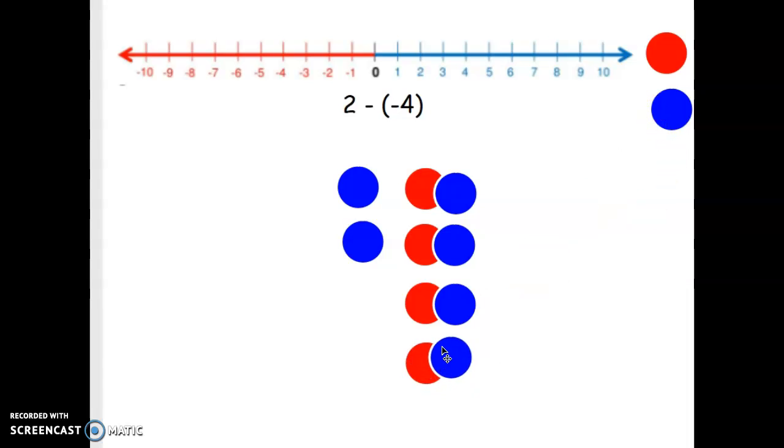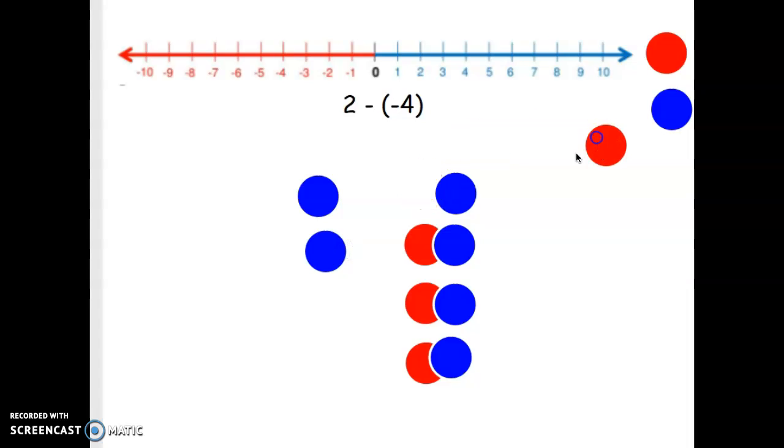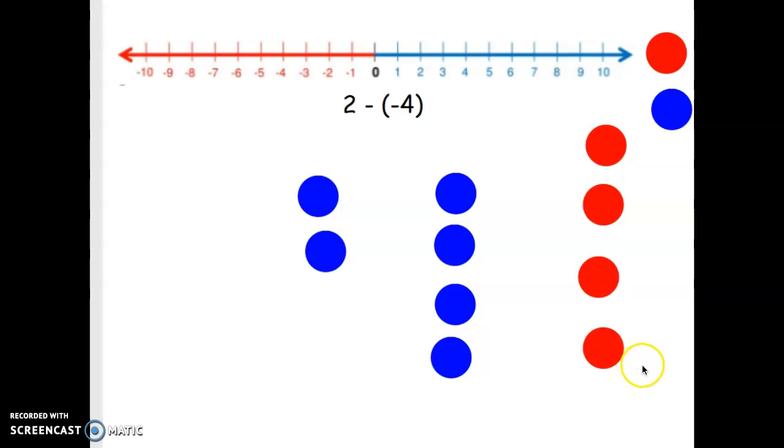Now I have 2. And now I'm going to subtract negative 4. So we've got to remove the red ones. 1, 2, 3, and 4. And so I'm going to be left with positive 6.